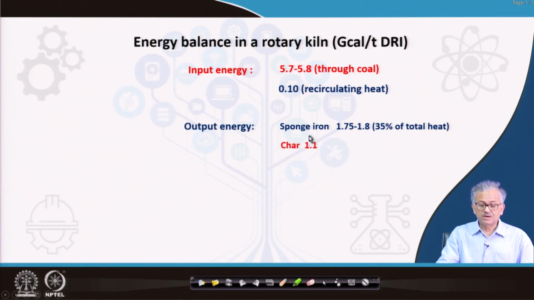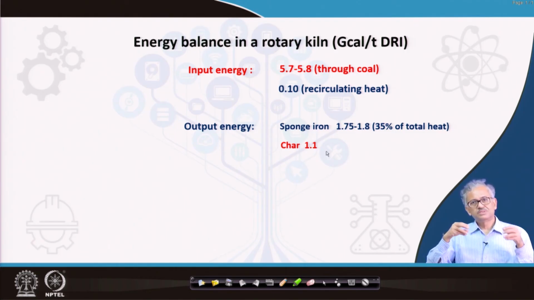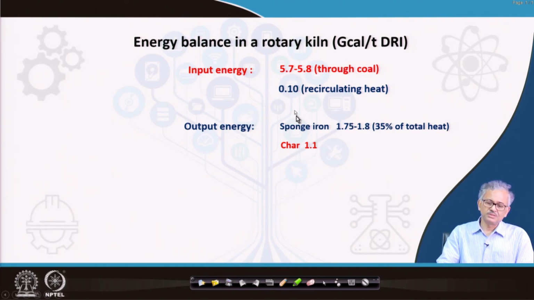Now the output energy: sponge iron contains around 35% of the total heat, 1.75 to 1.8 gigacalorie per ton of DRI. Then the char, that is the coal char, contains a significant amount of energy, 1.1 gigacalorie. Char means whatever reduction coal you are giving is first devolatilized, and then the char reacts in the carbon gasification reaction also, and some amount of char is left out, which comes out along with the sponge. So that char contains a significant amount of energy, 1.1 gigacalorie.